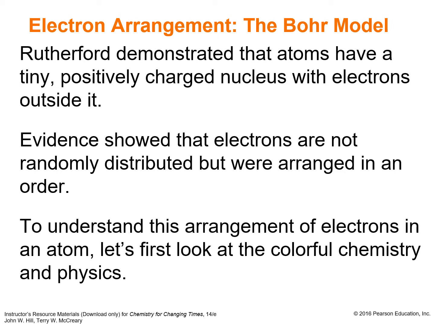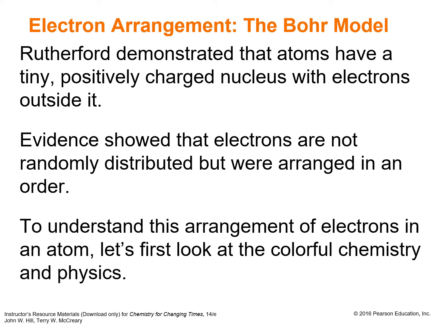So here I'm starting with the second part of chapter 3, atomic structure. I'm going to start with the electron arrangement, or Bohr's model. And we know that atoms have a tiny, positively charged nucleus, and that nucleus has positively charged particles, and the electrons revolve around it, right?